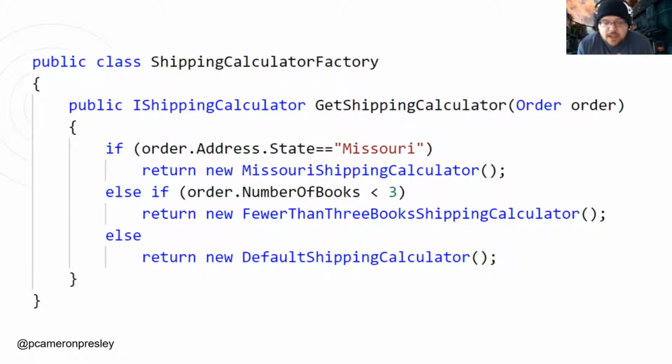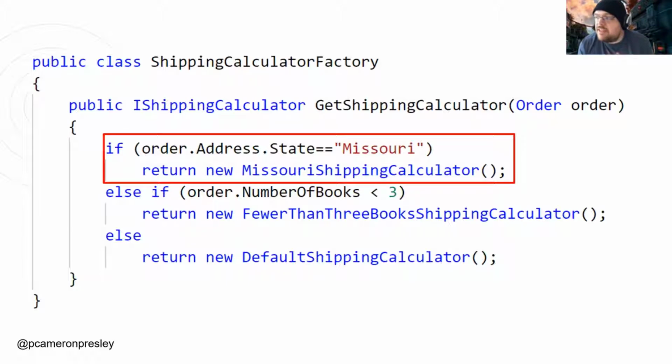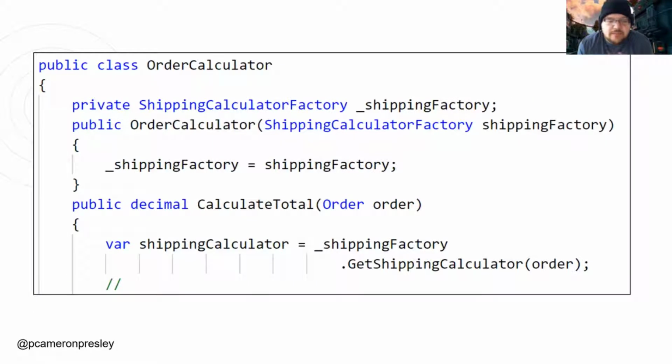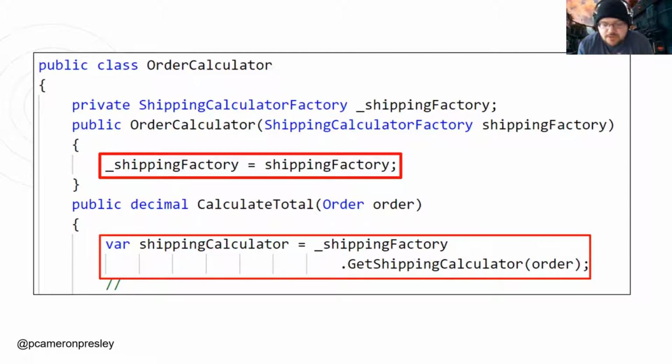Back in our original shipping calculator, we've made a couple of changes. Instead of running the actual business rules in here, we are going to return back the calculator that is being consumed, right? So if it's Missouri, we're going to give you this calculator. If it's less than 3 books, we're going to give you this calculator. Otherwise, we're going to give you this other calculator. And now that we've done that, we can go back to our order calculator class, change it up a little bit, and say that it needs a factory. And now when we're doing the calculate total workflow, we can say, hey, shipping factory, give me that shipping calculator.